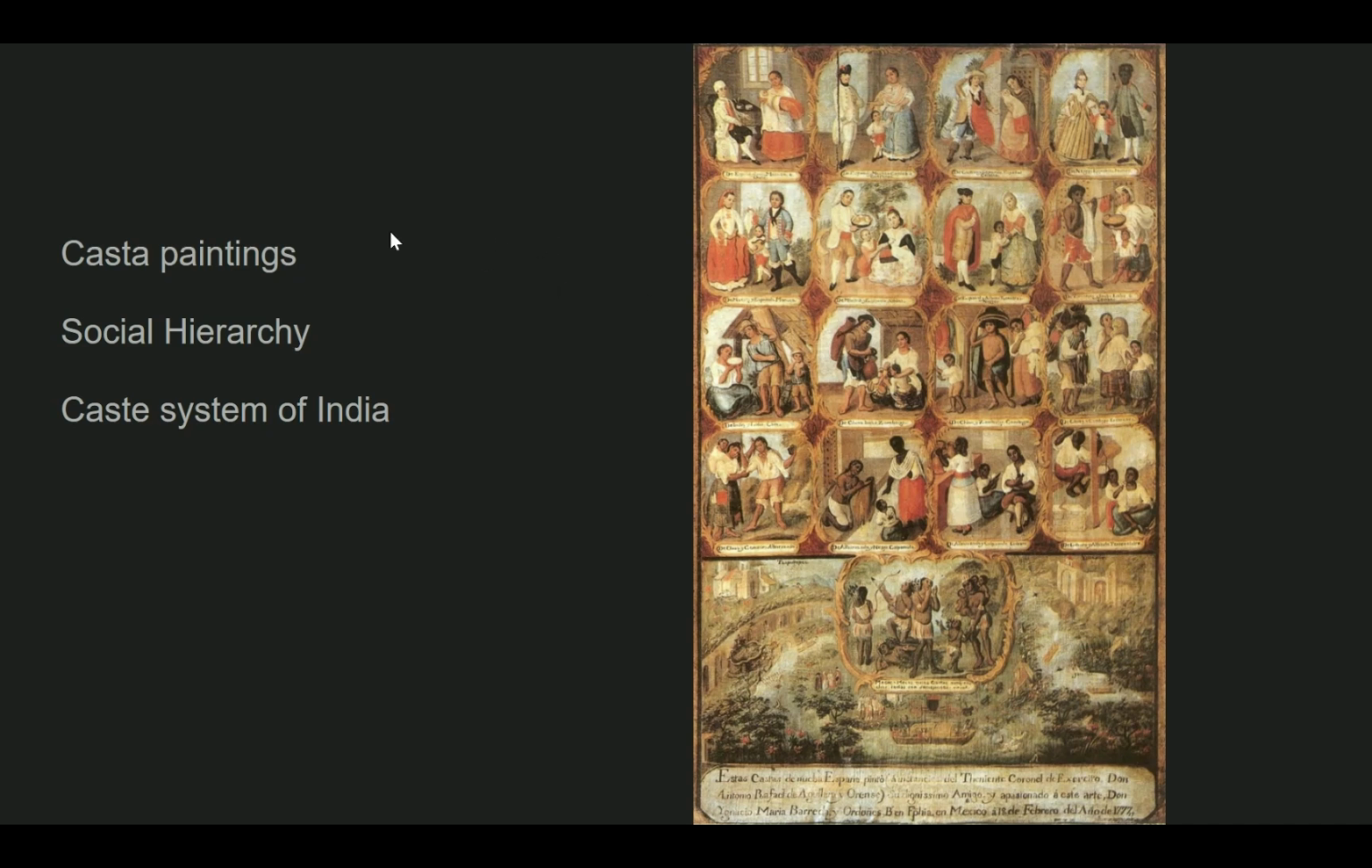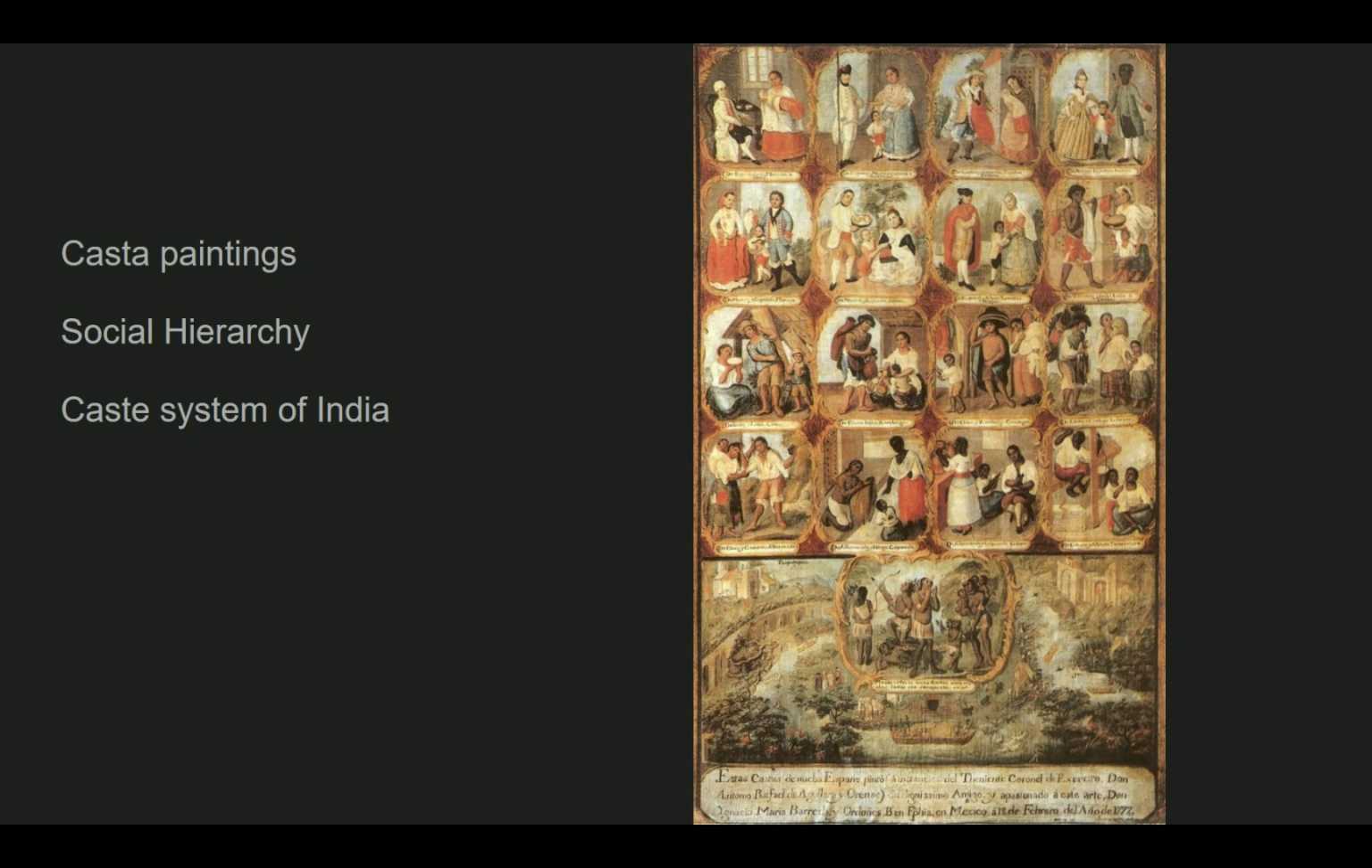But these Casta paintings, here's a different version. These Casta paintings were made, they were patronized by the Spaniards in Mexico. And so they typically comprise 16 scenes. And these are representations of family groups. And what it's seen as is this idea of a new caste system being developed.